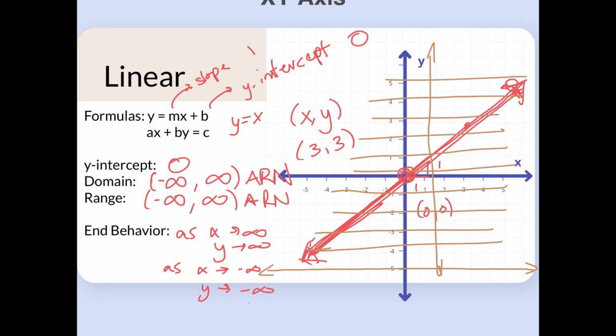Linear equations are pretty simple and they're easy to understand. Let's talk about the next function.